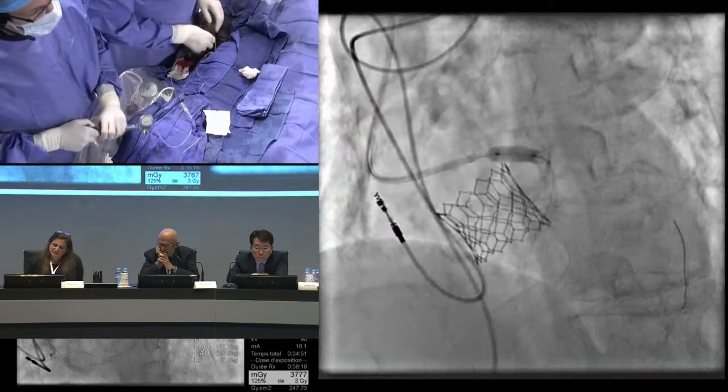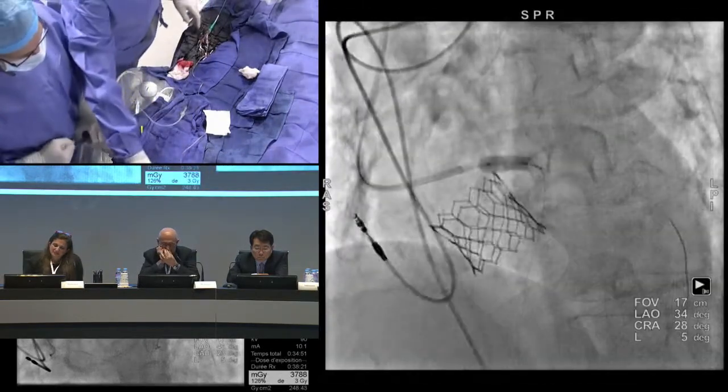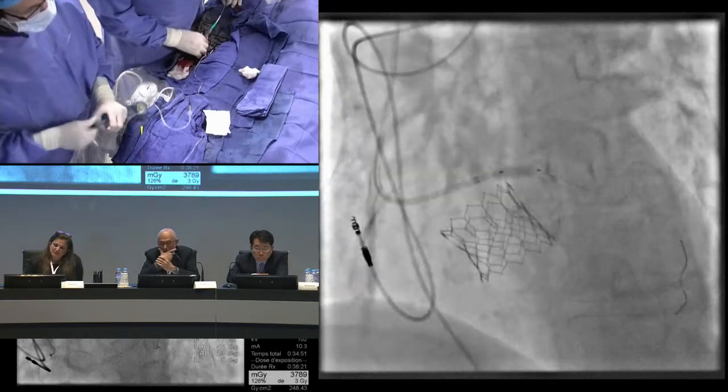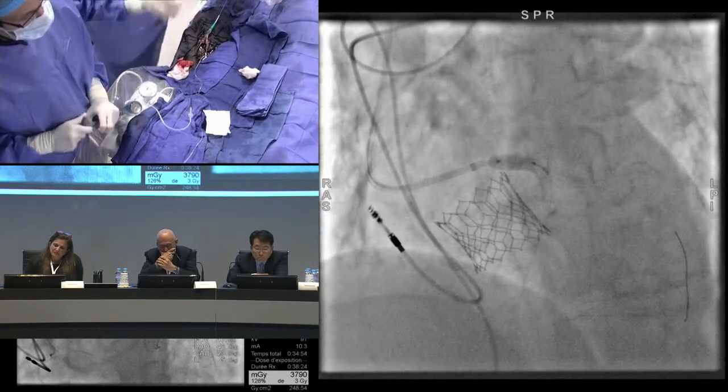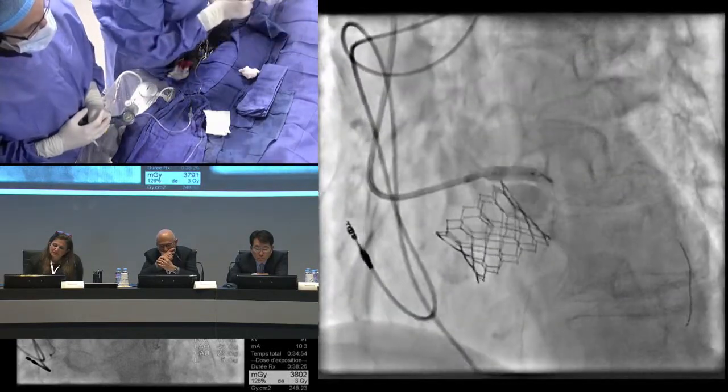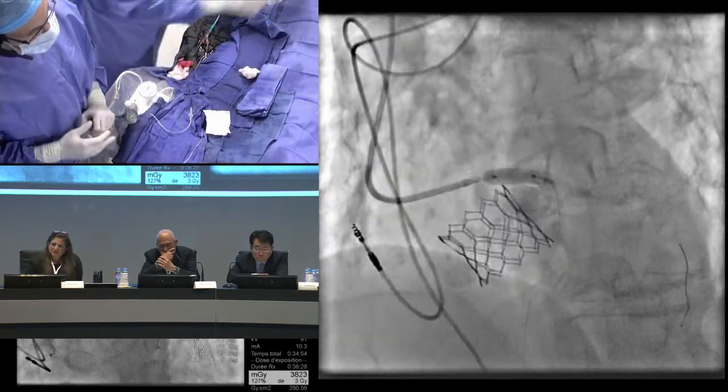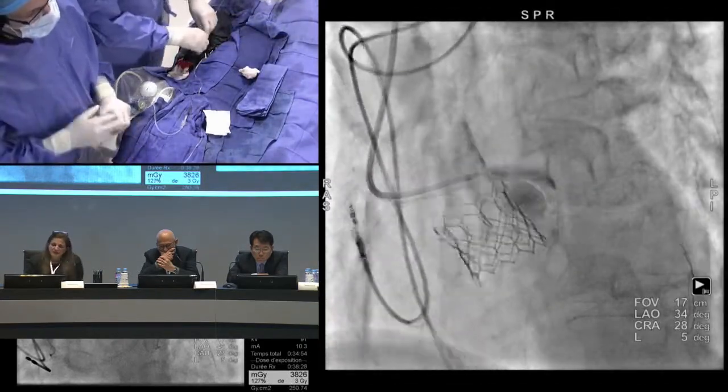Okay. Very good. Then now we can inject. Wait. Pressure on. Pressure on. Go. And we can inject. Go on. And we are sure that the balloon you see is inside the aorta. Yeah, very nice. Pressure down.